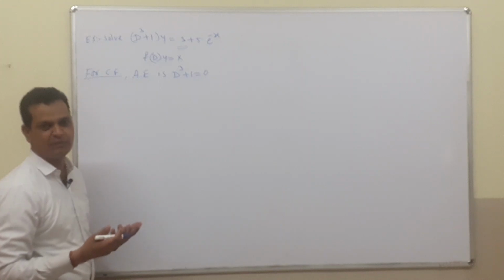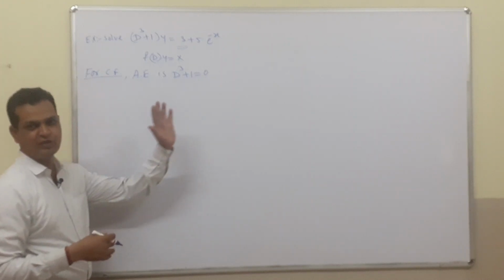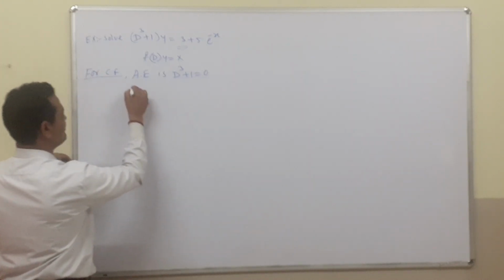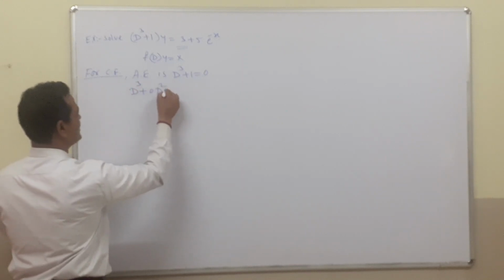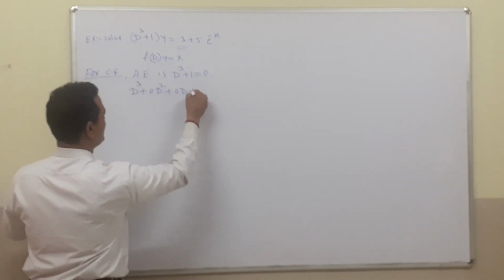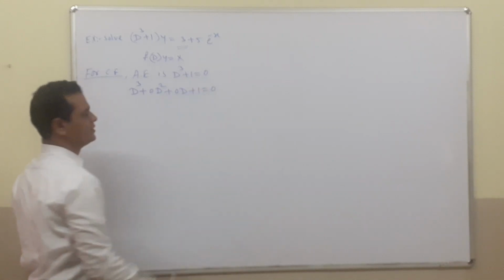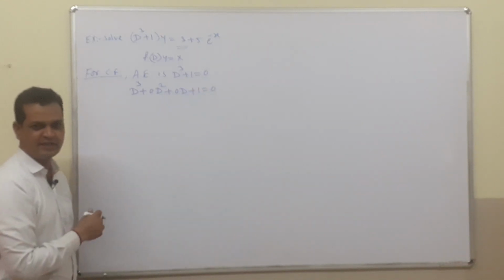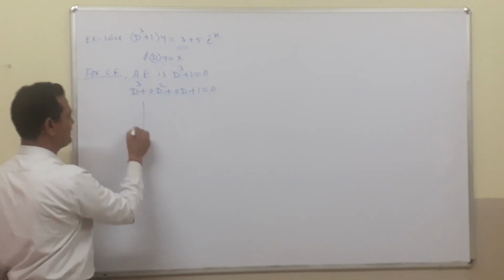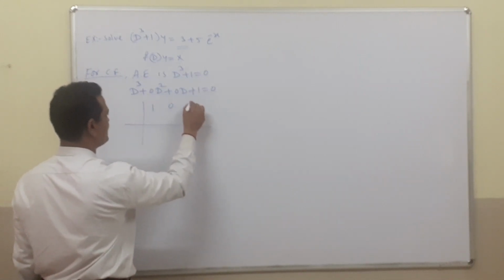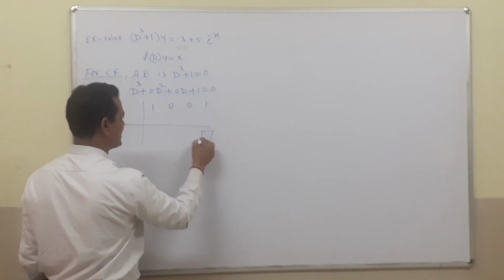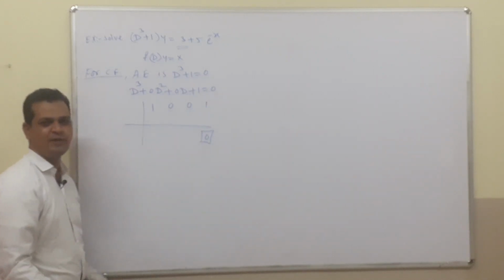Apply the synthetic division method. So, for applying synthetic division method, first write down this in decreasing power of d. So, we can get this as d cube plus 0d square plus 0d plus 1 is equal to 0. So, now we are writing in decreasing power of d. Now, apply the synthetic division method. So, first coefficient is 1, 0, 0 and again 1. So, our expected answer is that remainder must be 0.